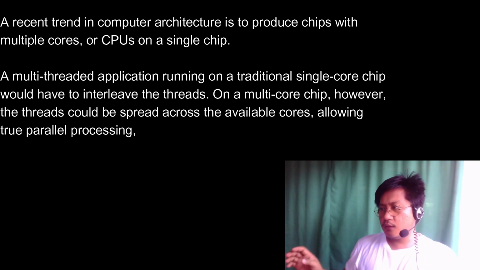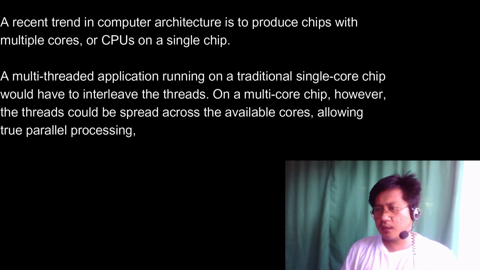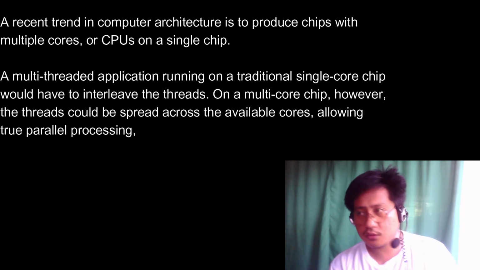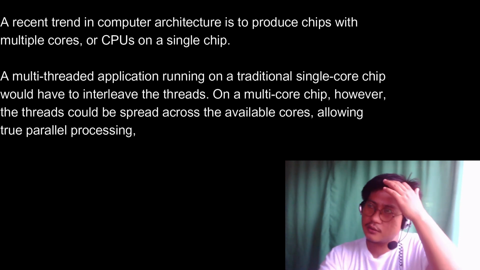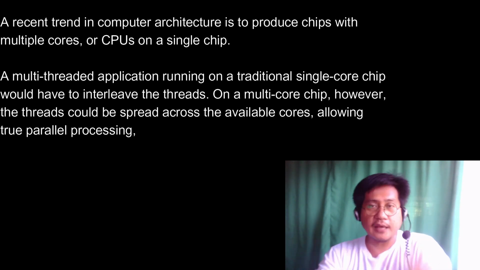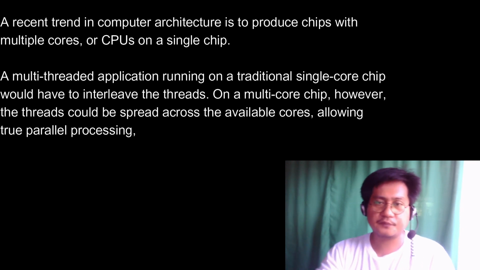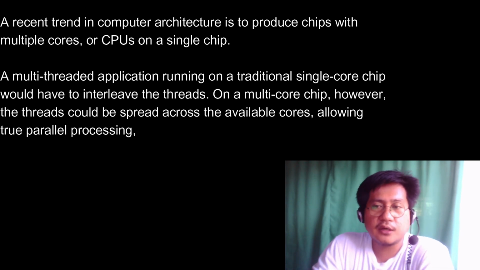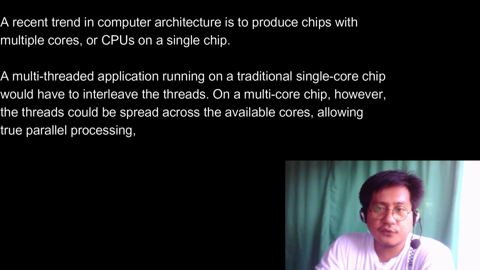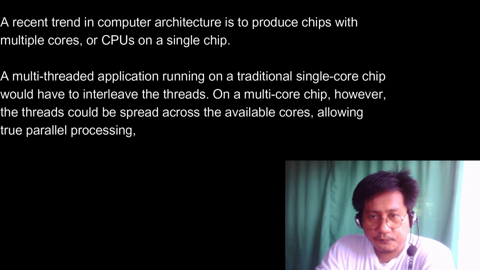On other computing machines like a smartphone, there are octa-core series, and for the competitor of Intel, we have the Ryzen 3 and Ryzen 5. Those are multi-cores, having multiple processors or cores, or CPUs, on a single chip. Then a multi-threaded application running on a traditional single-core chip would have to interleave the threads. So that is multi-core programming.